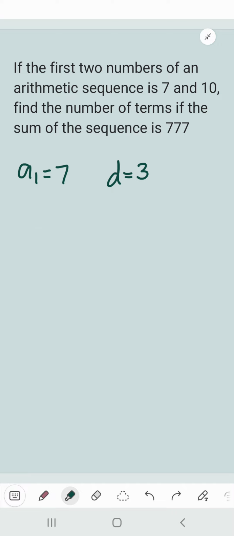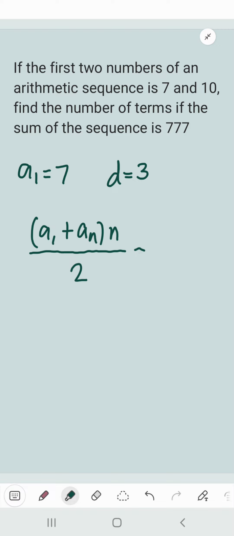So the sum of the sequence is the first term plus the nth term, times the number of terms, divided by 2. The sum is 777. We know that the first term is equal to 7, so let's replace a sub 1 with 7. But we don't know the value of the nth term.